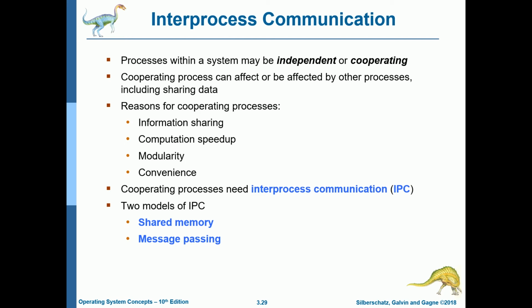Now, there are several reasons for providing an environment that allows process cooperation. First, information sharing. Since several applications may be interested in the same piece of information, for instance, think about copying and pasting, we must provide an environment to allow concurrent access to such information. Computation speed. If we want a particular task to run faster, we must break it into subtasks, each of which will be executing in parallel with the others. Modularity. We may want to construct a system in a modular fashion, dividing the system functions into separate processes or threads.